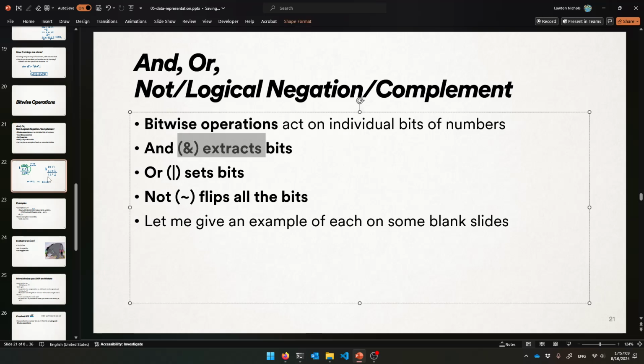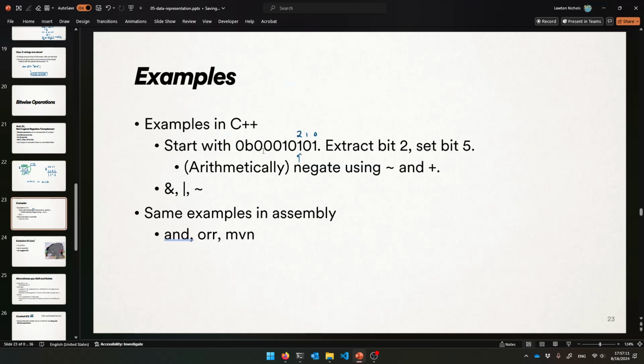I'd like to extract this bit, and the way we're going to do it is with an AND operation. If I want to extract bit 2 of a number, what do I need to do? Regardless of my number, I would like to extract whatever is in the bit 2 position. So I'm going to put a 1 in that position, and a 0 everywhere else, and I'm going to do a bitwise AND. Because do you see how it's going to 0 out everything else, and if this bit was a 1, I'll get a 1. If it was a 0, I'll get a 0.